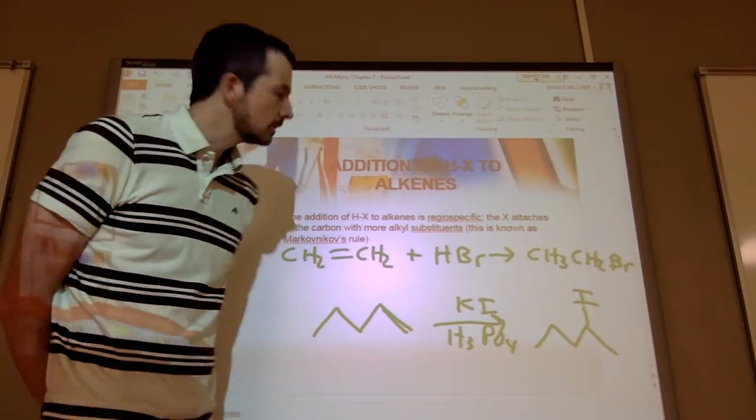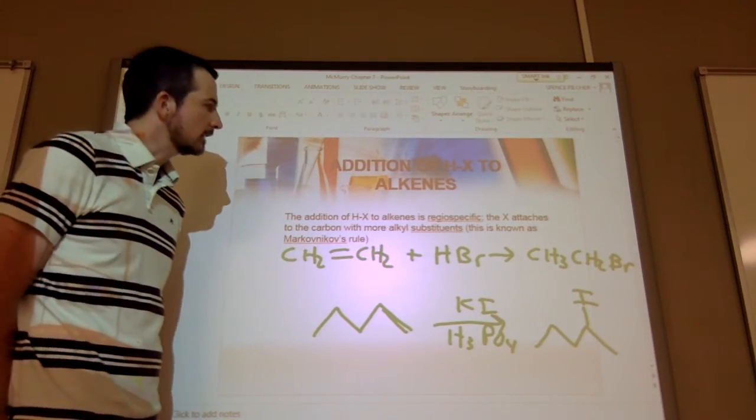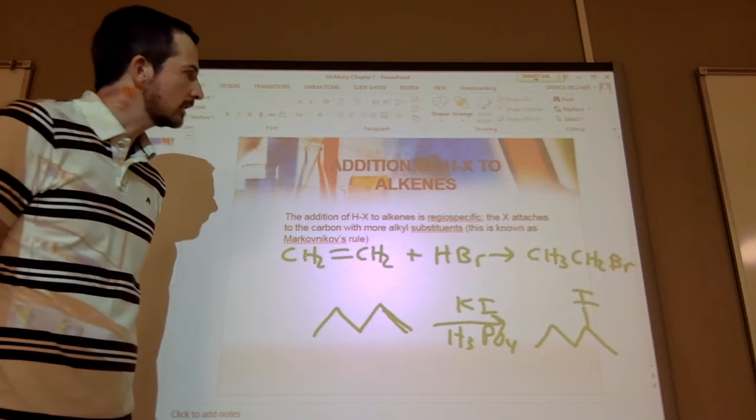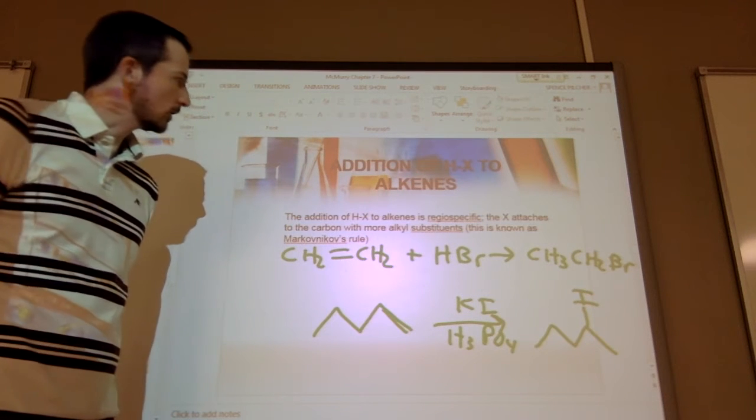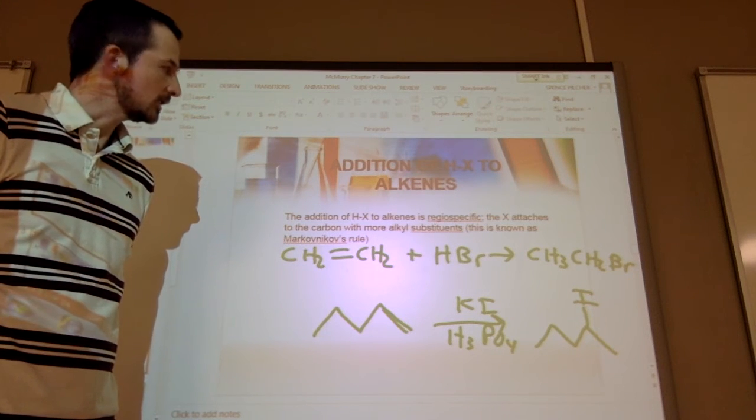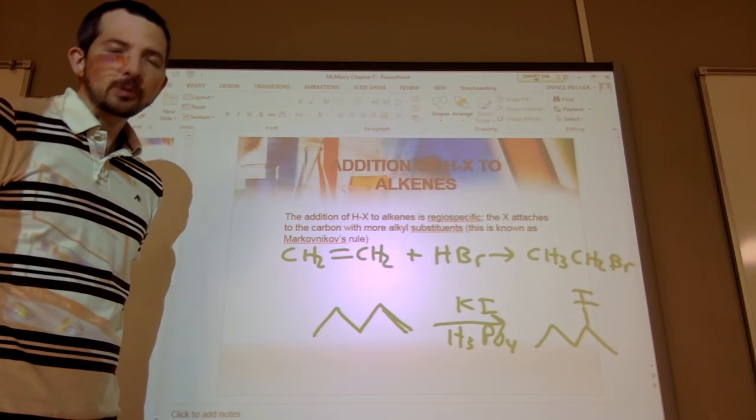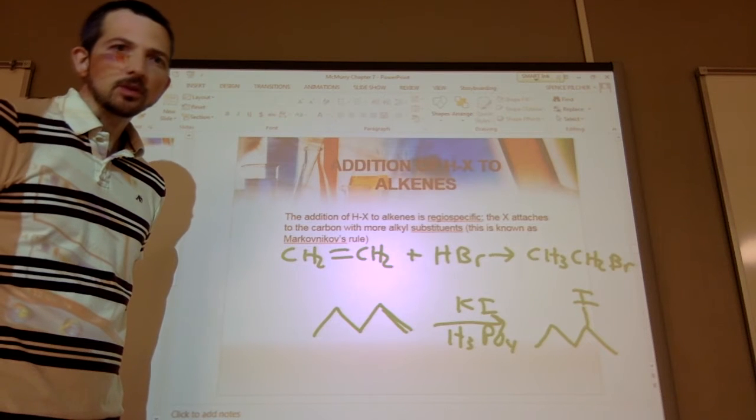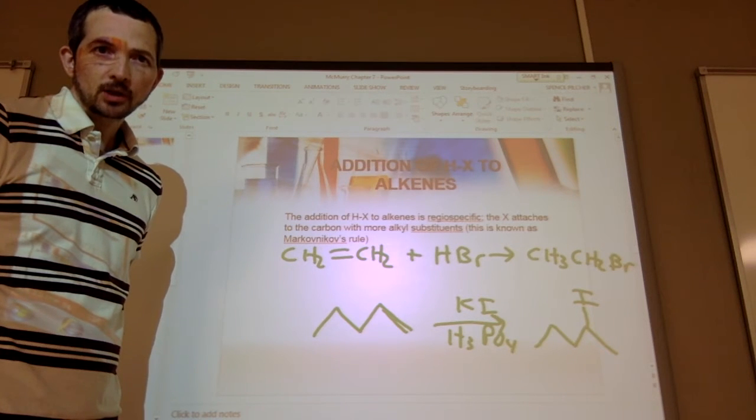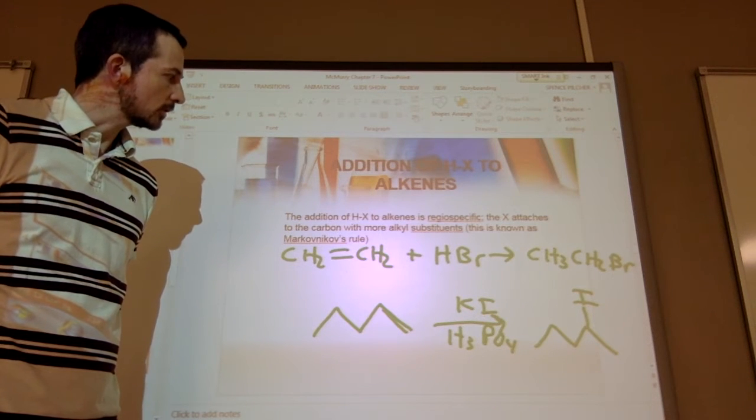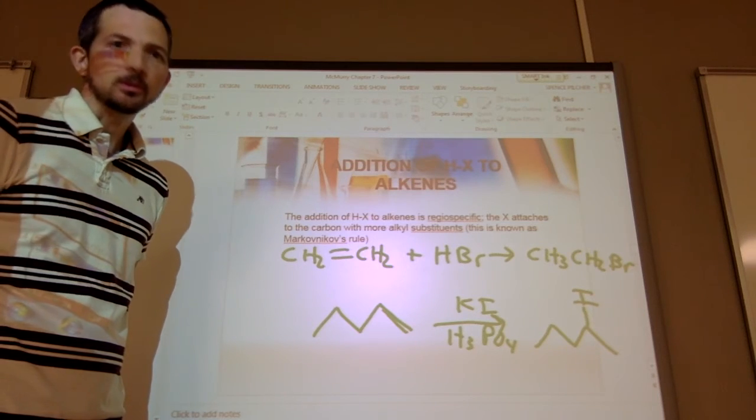The addition of HX to alkenes is what's known as regiospecific. The halogen attaches to the carbon with more alkyl substituents. This is what's known as Markovnikov's rule. And we'll see different reactions that follow Markovnikov's rule. Some will follow anti-Markovnikov's rule. So Markovnikov's rule just states it's going to go to the most substituted position.